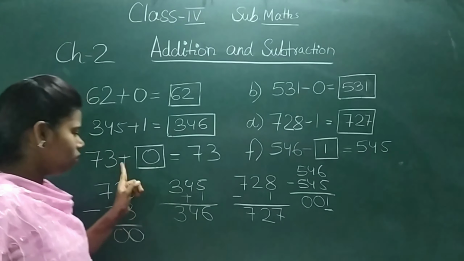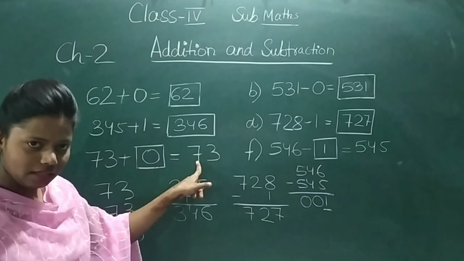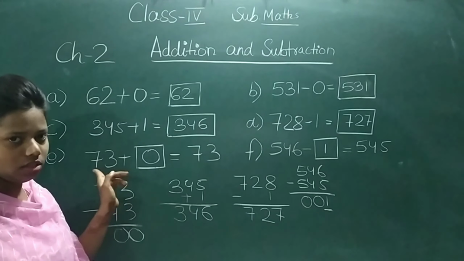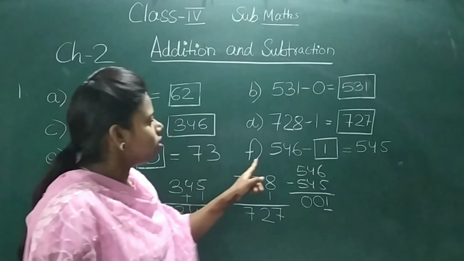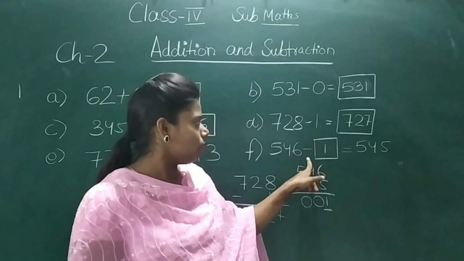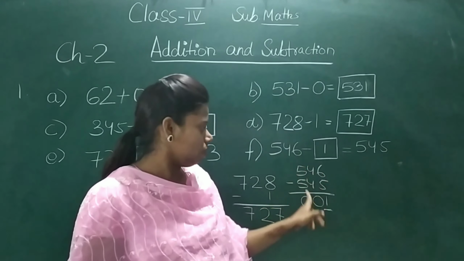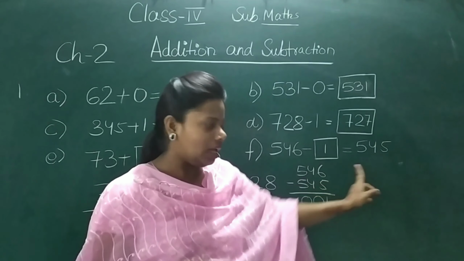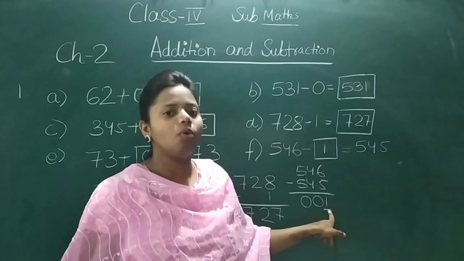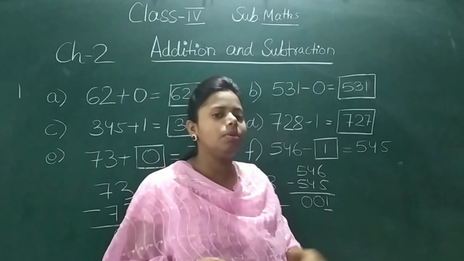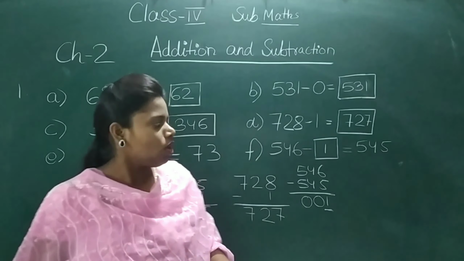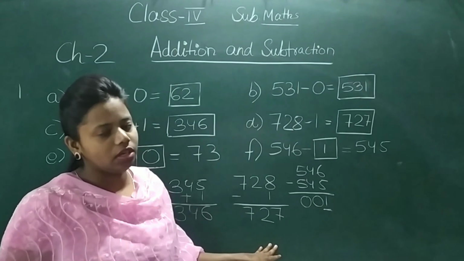So don't get confused. In addition, you first write the answer on top, then you write the number on this side, and you subtract it. Then you will get the answer. In subtraction, you write this question first, then the answer down, and how much is the answer? 1. So 546 minus 1 will be 545. So this was question number 1. We have completed our question number 1.